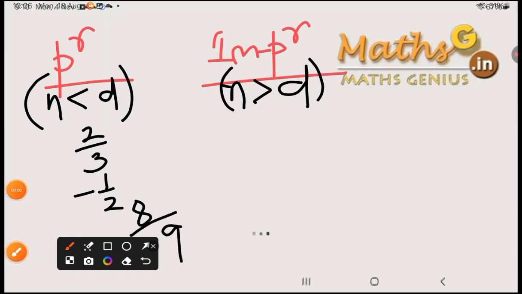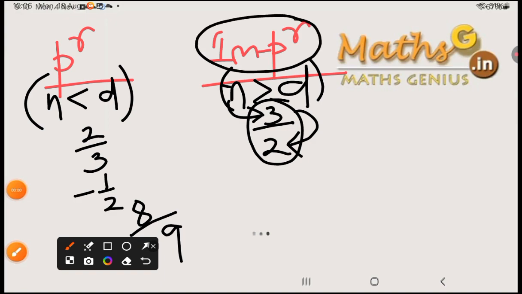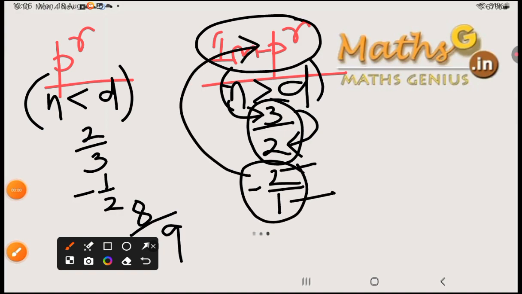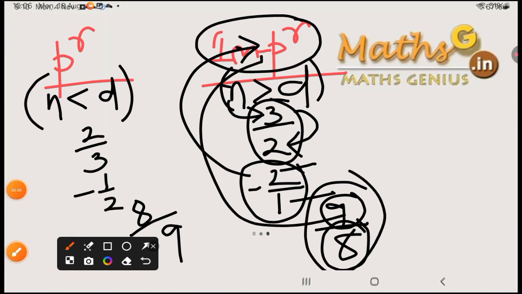Talk of improper fractions, the same thing we can say: 3 by 2, the numerator is greater than the denominator. So, 3 by 2 is an improper fraction. Minus 2 by 1, the numerator is greater than the denominator, is an improper fraction. 9 by 8, numerator 9 is greater than the denominator 8. So, again it is an improper fraction.